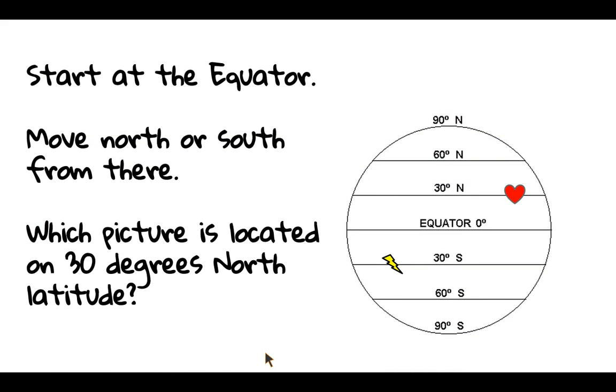Let's try a practice latitude question. You're going to start at the equator. I'll put my mouse here. You can put your finger there gently. If this was paper, though, you would need to put your pencil. So start at the equator first, always, and then you can move north or south from there. So starting from the equator, moving north or south, which picture is located at 30 degrees north latitude?